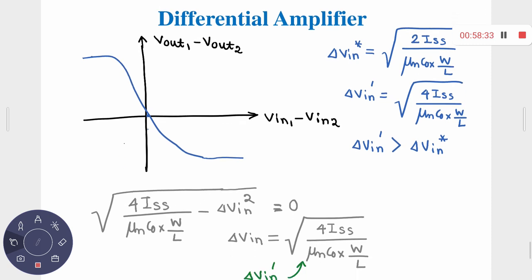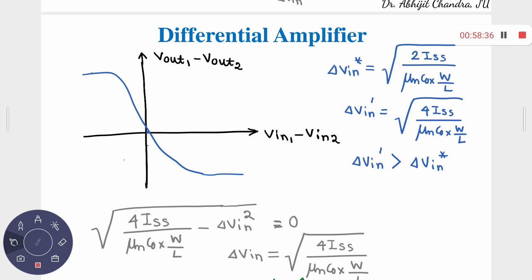So, how can you observe this variation from here to here? Which form is it? Is it tanh? No. How does it vary? We have already got this expression: delta Id is equal to some constant k1 delta v in times square root of k2 minus delta v in square.